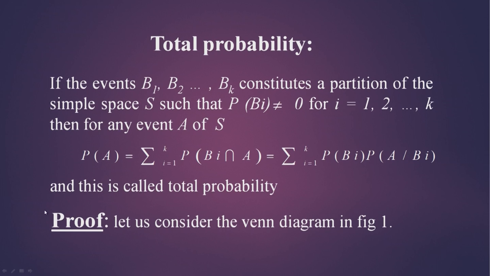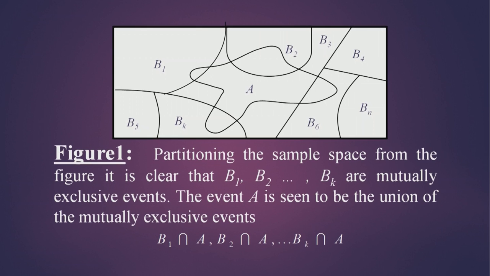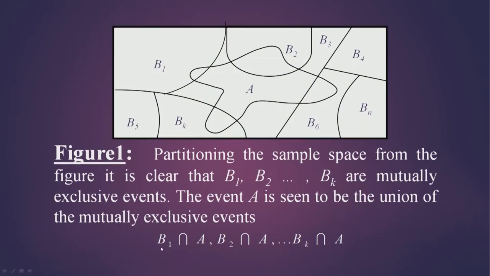Now, let us prove this result. For proving this result, we consider a Venn diagram. Partitioning the sample space, from the figure it is clear that B1, B2 to BK are mutually exclusive events. The event A is seen to be the union of the mutually exclusive events B1 intersection A, B2 intersection A up to BK intersection A. So, the event A is the union of all these events B1 intersection A, B2 intersection A up to BK intersection A.